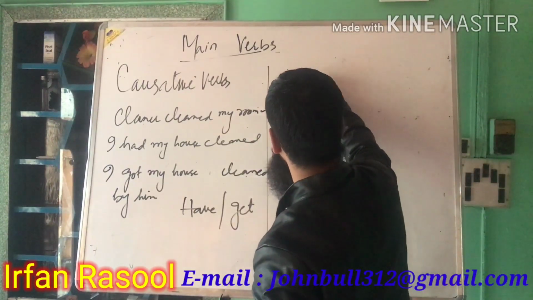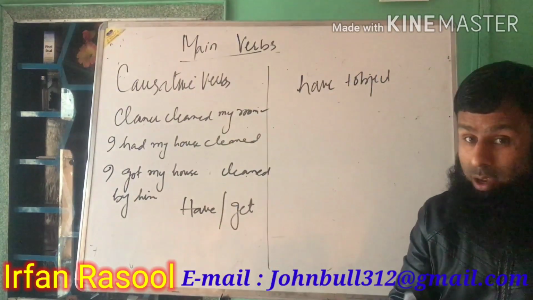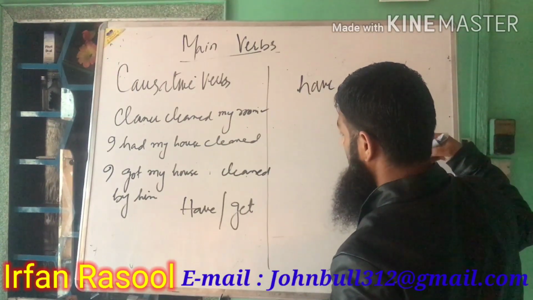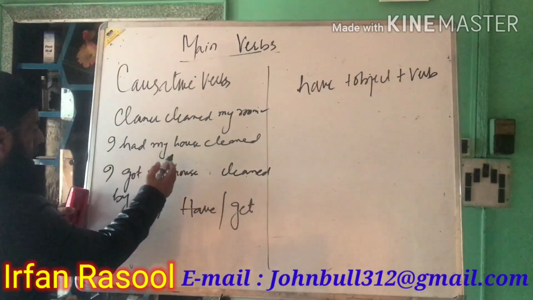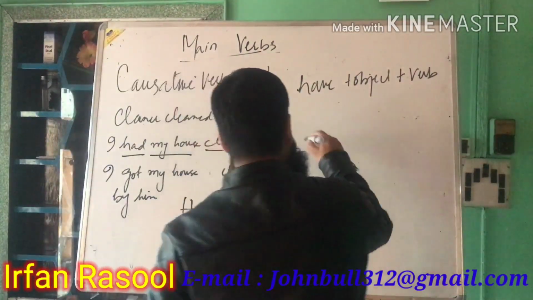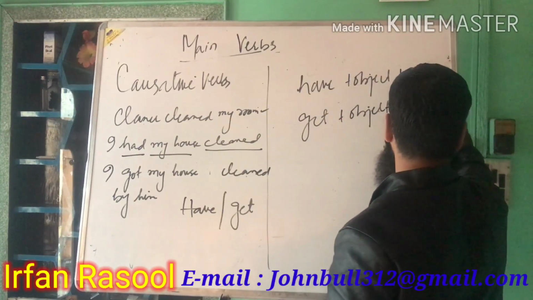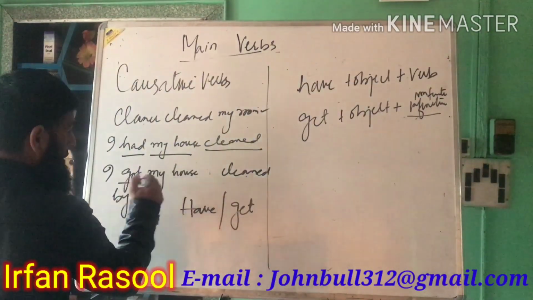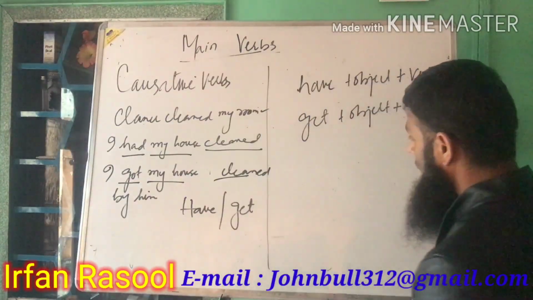When you mention have as the causative verb, you have to put the object after this, and then we put the verb. For example, this is had, the past form of have, and this is the object and this is the verb, right? But if we use get, what we need to do is get plus object plus infinitive, or non-finite verb. This is got, the second form of get, and then the object, and then the non-finite verb. This is how we use causative verbs.